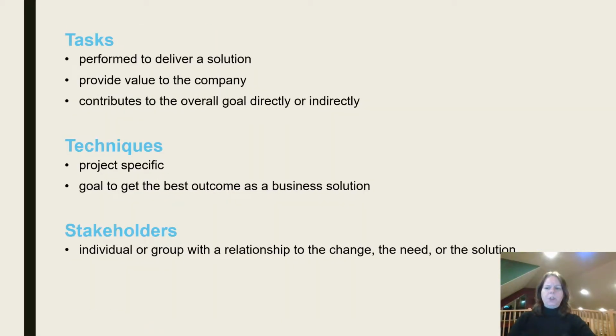Here's a list of some key terms that are being used. Tasks are the work or strategy needed to provide value to the company and contribute to the company's goals. Your techniques are how the task will be performed. The objective is to use the best technique to complete the task. And your stakeholders are the individuals or groups that have a relationship to the change, the need, or the solution.